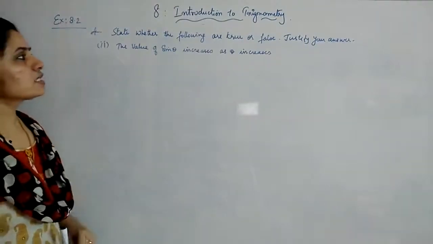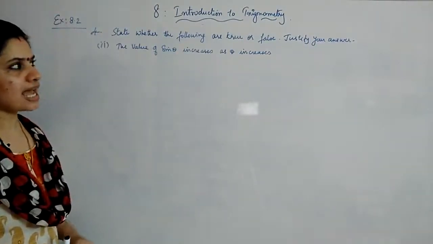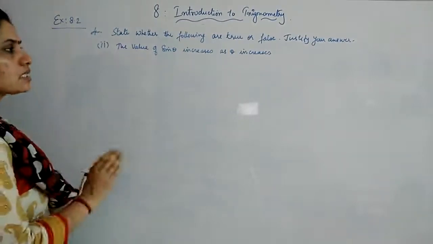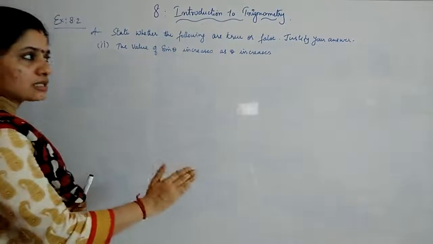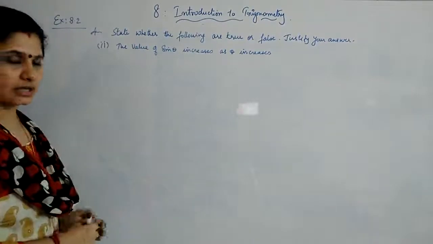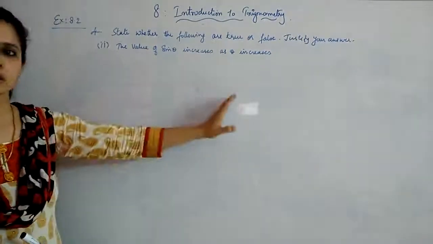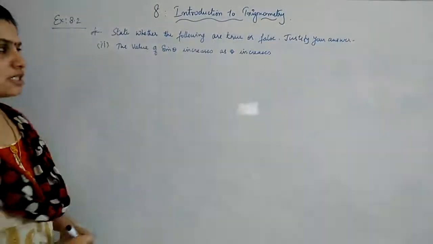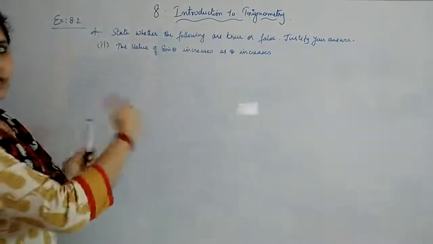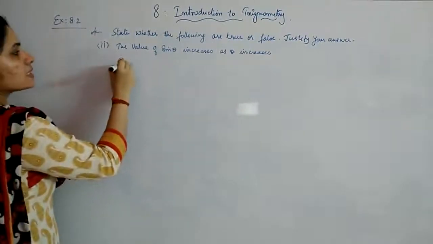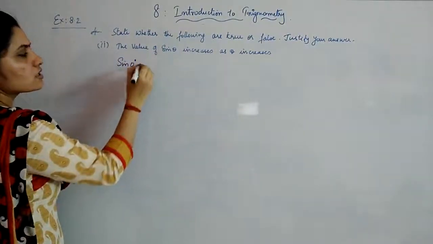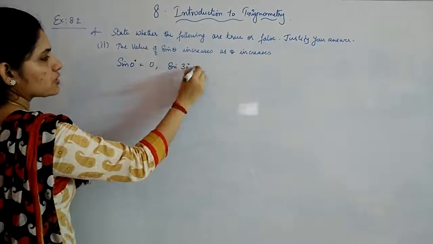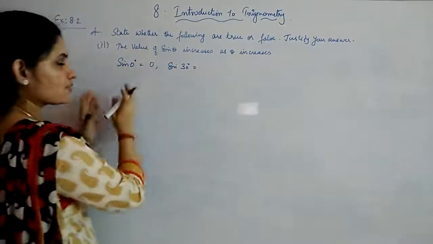Second subdivision is the value of sine theta increases as theta increases. Now they are asking whether it is true or false. So you can just go from 0 degree to 90 degree to see whether it is increasing or decreasing. Now we are only dealing till 90 degree, because after that the condition changes. That is sine 0. We know that sine 0 is 0, and sine 30 degree, which you have studied, we are dealing only those values from 0 to 90.